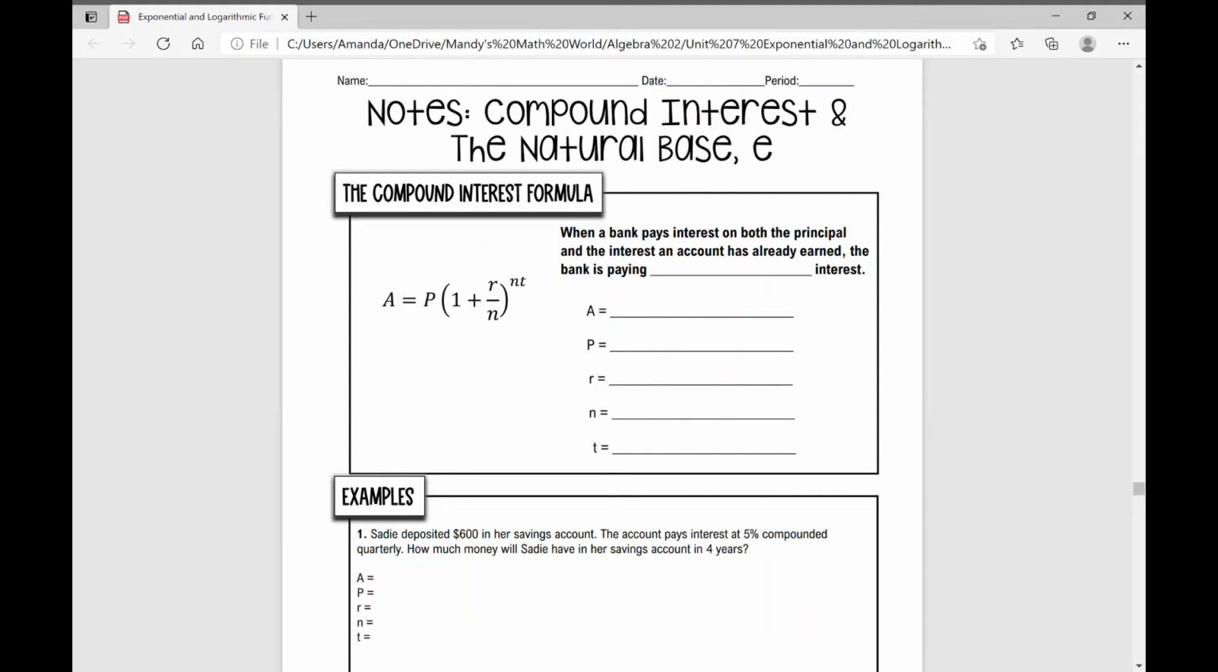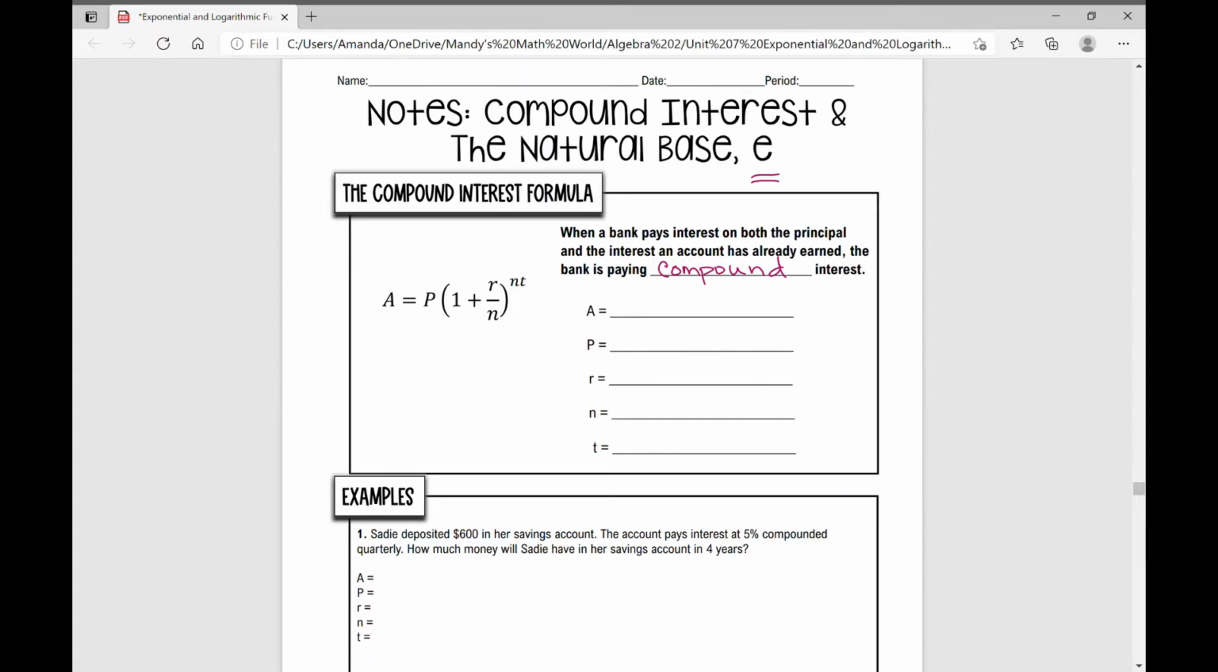Today's notes involved compound interest and the natural base E. So let's get started. The compound interest formula: when a bank pays interest on both the principal and the interest an account has already earned, the bank is paying compound interest. So you're making money, you're earning interest on the interest, basically. That is compound interest. It's different than simple interest.